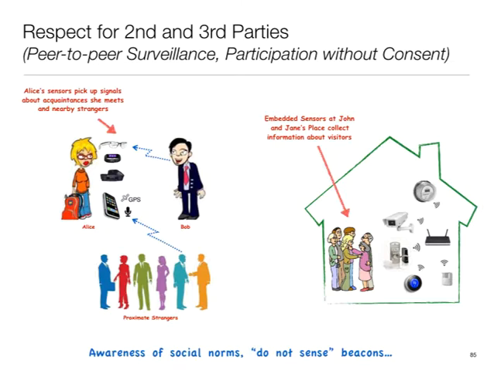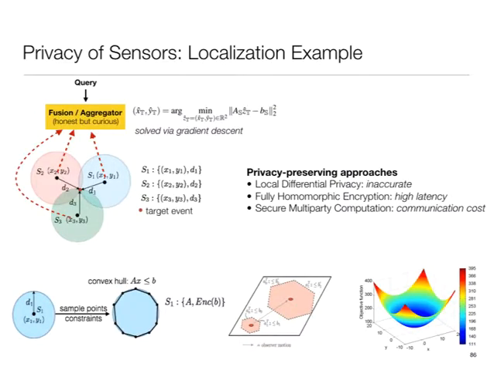In some settings, you have another problem also, which is privacy of the sensors themselves. Thus far, we have been talking about privacy of the sensed object, but in many cases the sensors themselves need to be privacy aware. Can you think of some examples?